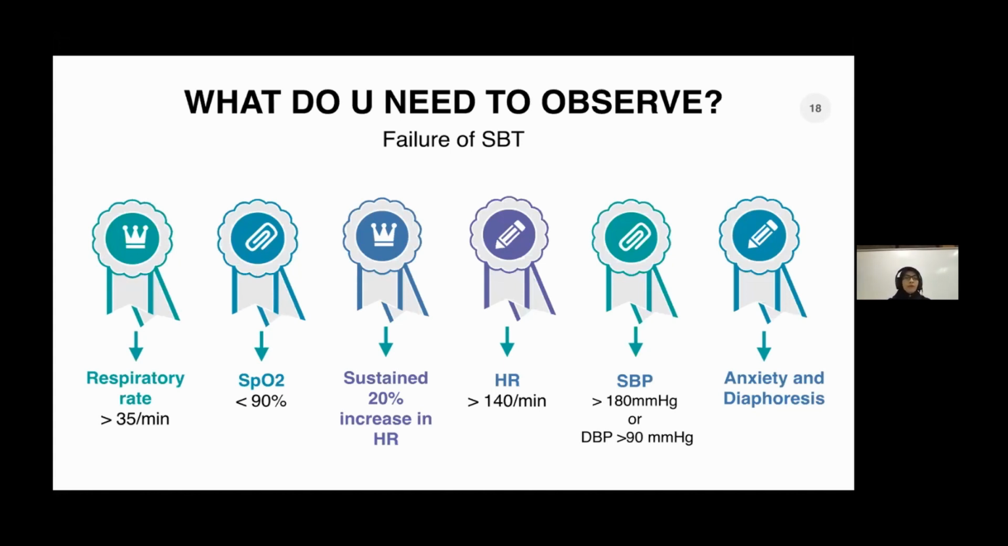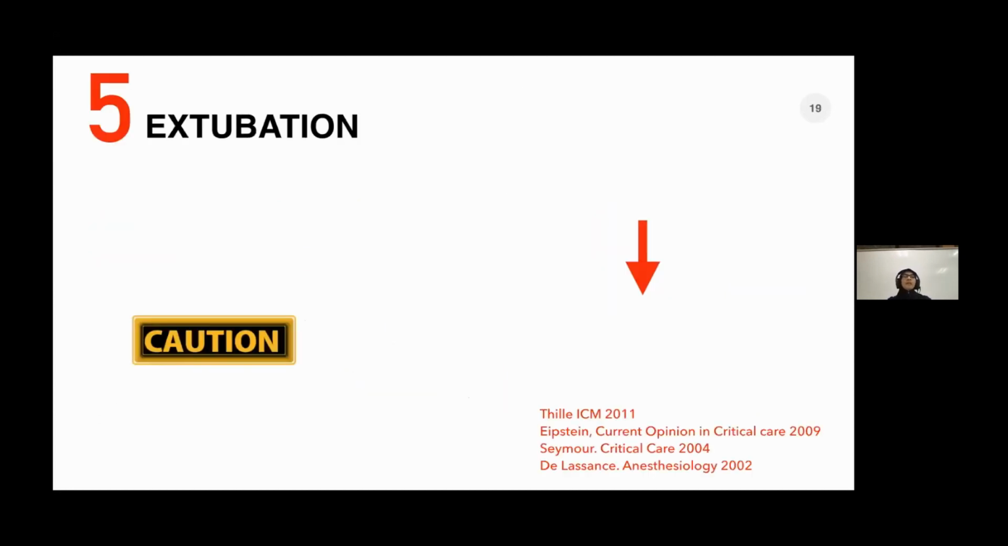For example, if the parameters already occurred within that first 30 minutes, it's the initial stage already. Within the first early 30 minutes of the trial, the patient's parameters are worsening. Stop your spontaneous breathing trial. All right, so that spontaneous breathing trial cannot be performed for the next 60 minutes or 120 minutes. It must be stopped once the parameters are worsening, right?